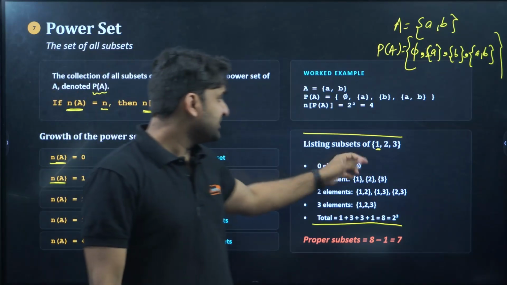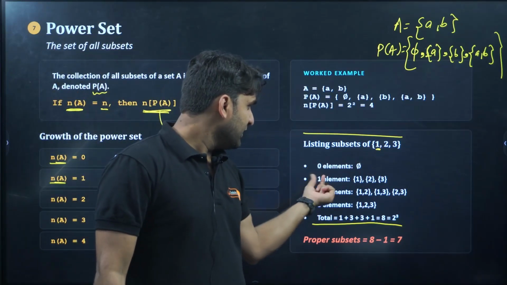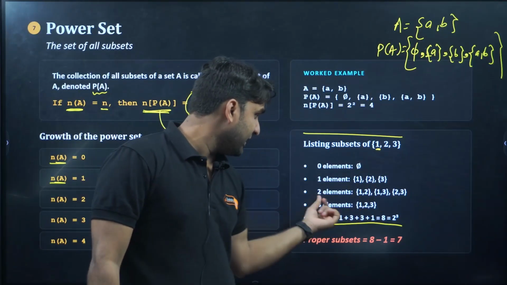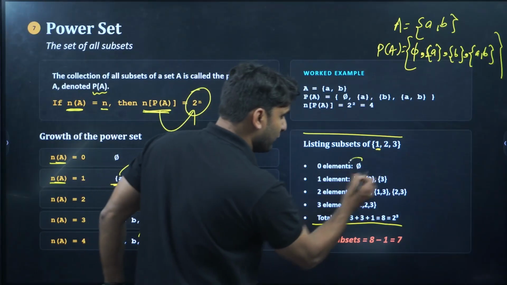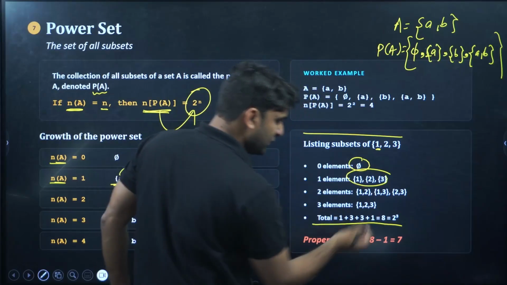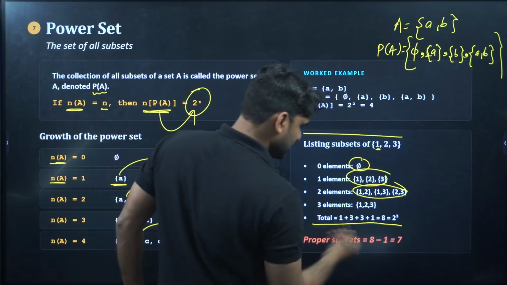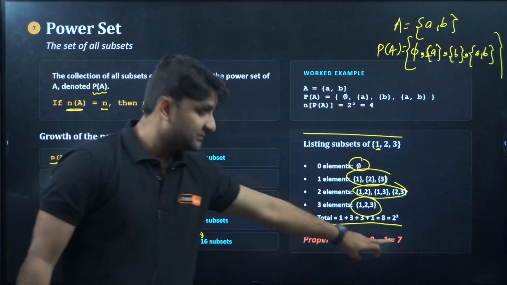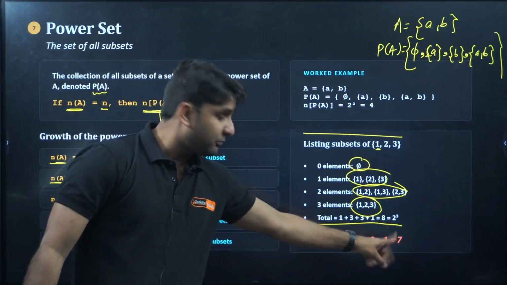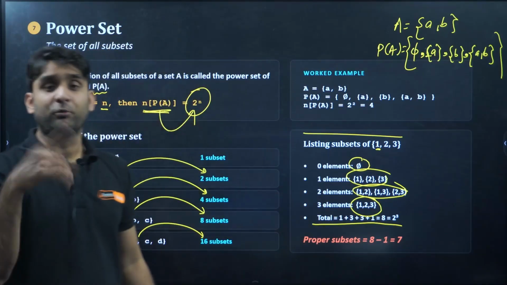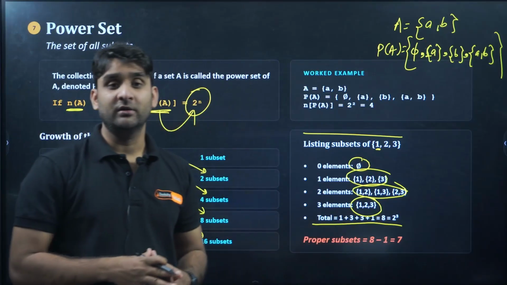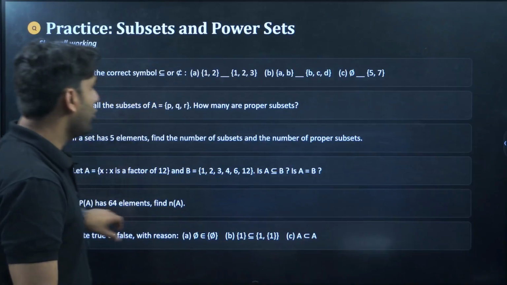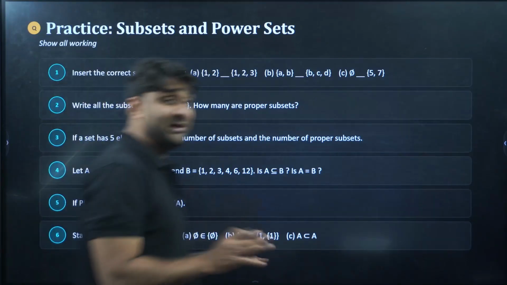So listing subsets of {1, 2, 3}: the empty set, for one element we can write them separately, for 2 elements we can make pairs, and for 3 elements all together. So 8 total subsets. But for proper subsets, 1 will be subtracted. So 7 in proper subsets will be counted. But for subsets, the power set, 8 will be there. Similarly, let's talk about it here. This is really very important, guys.